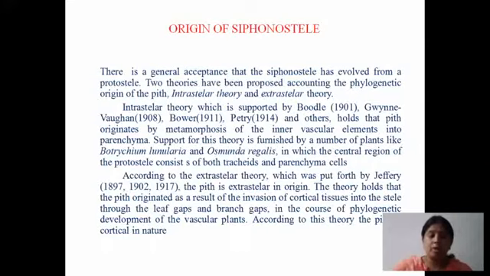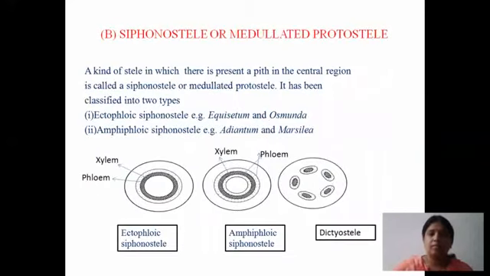According to extrastelar theory, which was put forth by Jeffrey, the pith is extrastelar in origin. The theory holds that the pith originated as a result of the invasion of cortical tissues into the stem through the leaf gaps and branch gaps in the course of phylogenetic development of the vascular plants. According to this theory, the pith is cortical in nature.